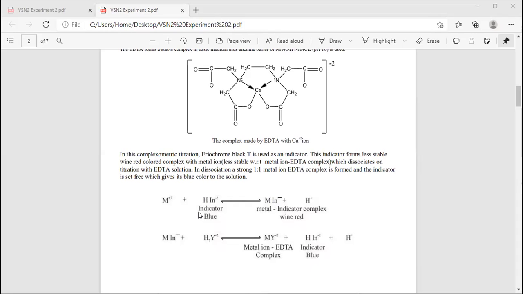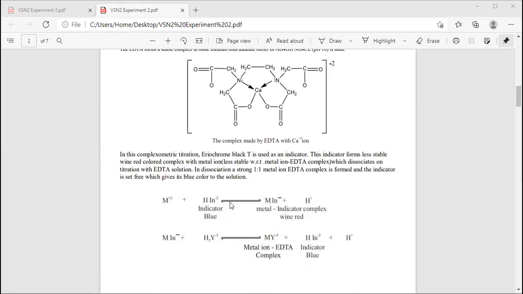So the principle is that we have to use the buffer to maintain the pH 10 for hardness determination. We are using the indicator EBT. When it is added to the water sample containing metal ion, it forms complexes with the metal ion, known as metal ion indicator complexes, which are short-lived and wine red in color. Now, as soon as they are formed, immediately you have to add the EDTA from the burette. EDTA is H2Y minus 2. This is the short formula.